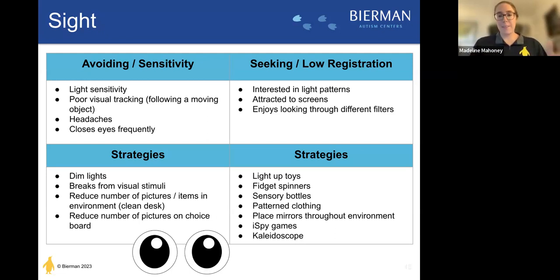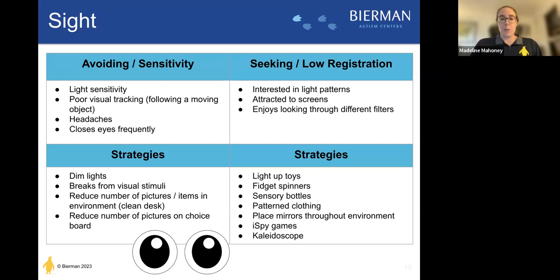And on the opposite end of this, you have kids who are seeking and really like this visual input. So this may present as being really interested in light patterns, attracted to screens. There's a lot of movements and colors on screens, and then enjoying looking through different filters.